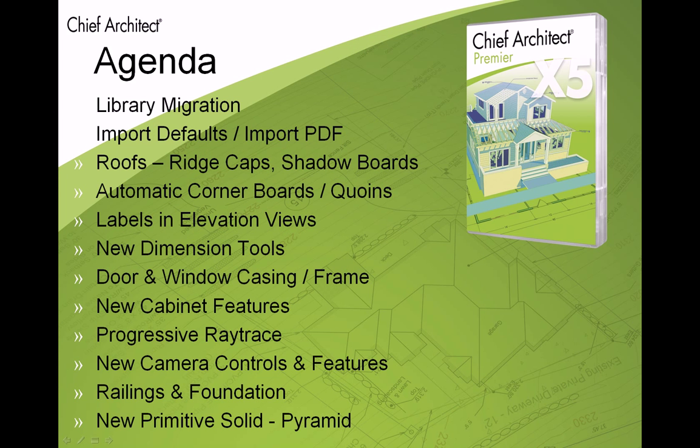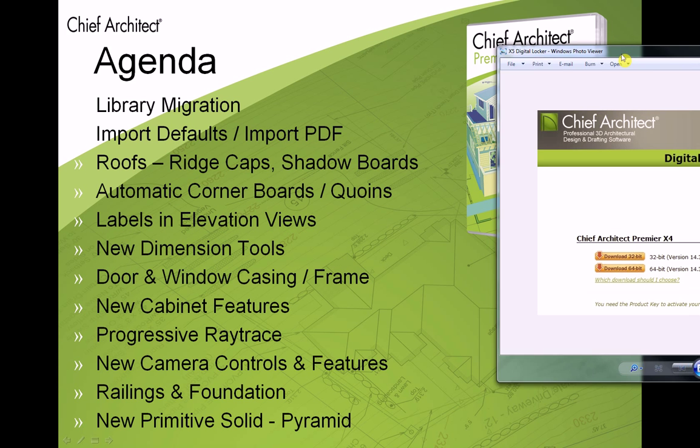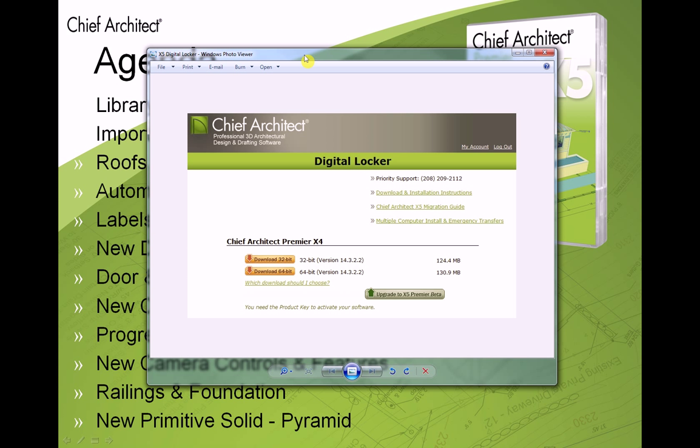Now, if you have SSA, I'm going to bring over an example of your digital locker. Right now you can just go ahead and log into your account and download the Premiere X5 beta version. When you log in, you'll notice that you have a button here, and that's going to switch your digital locker over to the X5 version. That will provide you with a download of the X5 version as well as a product key.